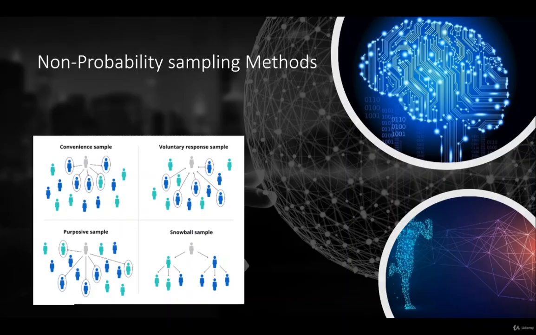The second thing would be the voluntary response sample. This one is pretty much like the convenience sample, but instead of asking your friends, you will ask people to answer, with surveys and everything, you will ask people to volunteer to respond to your sample.